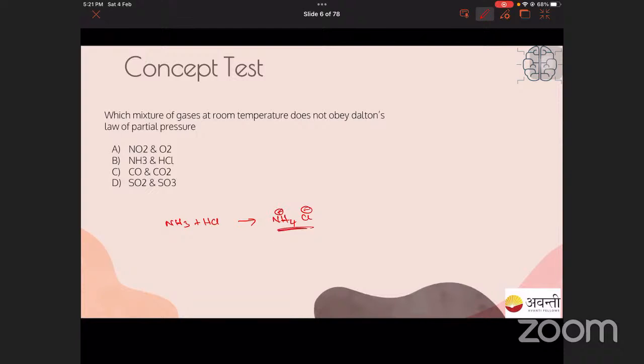If the gases are reacting, can you apply Dalton's law? No, you cannot apply it because the partial pressures are changing here. The number of moles of molecules is totally changing here. We cannot apply Dalton's law here. Now let's see option C also. CO and CO2, carbon monoxide and carbon dioxide, will also not react. SO2 and SO3 also will not be reacting at normal conditions. As you know, B is the answer. Do you have any questions on Dalton's law of partial pressure?